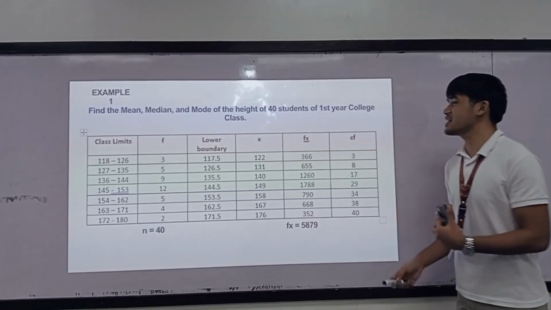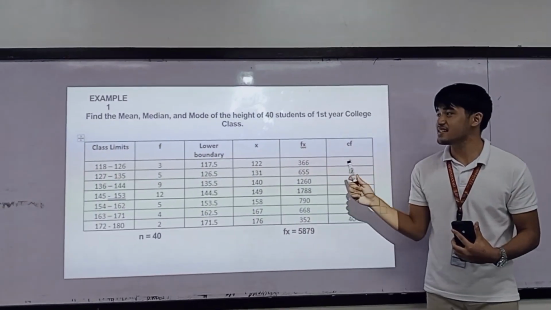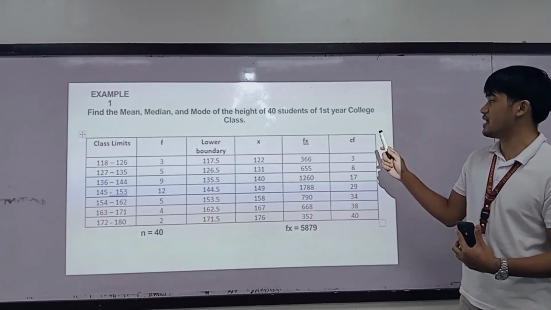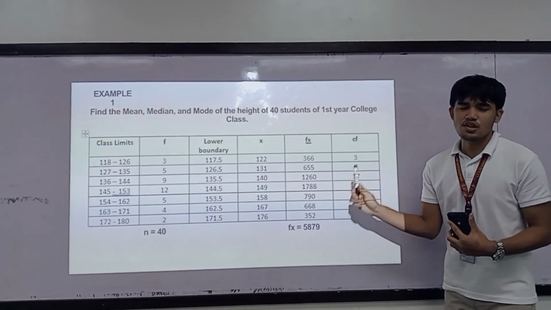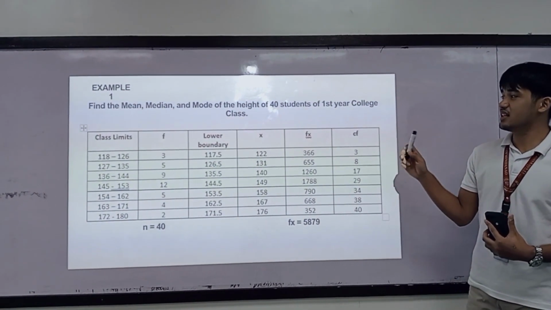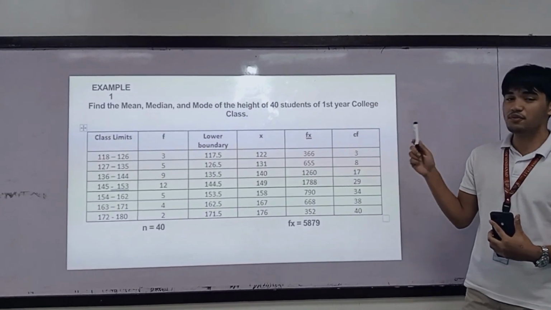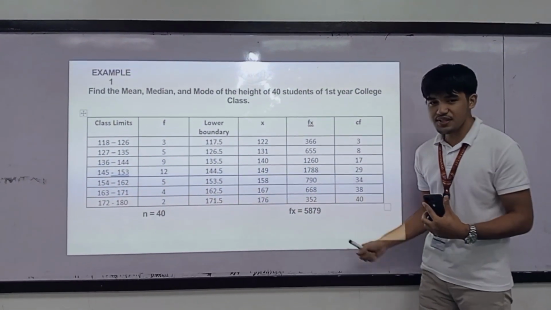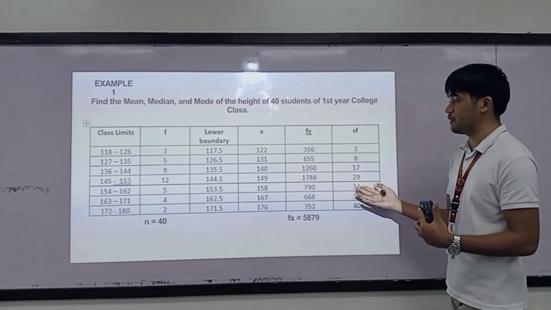So, I have an example here. Example 1 says: find the mean, median, and mode of the height of 40 students of a first year college class. Specifically, we will get the central tendency of the heights of the 40 first year college students. As you can see, we already have a table here.